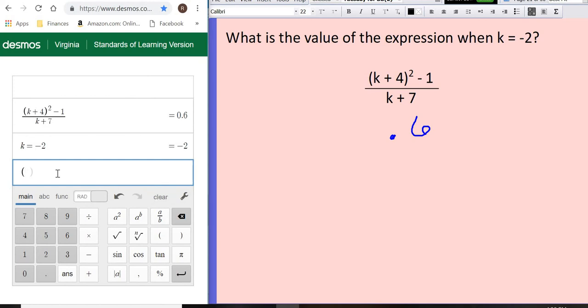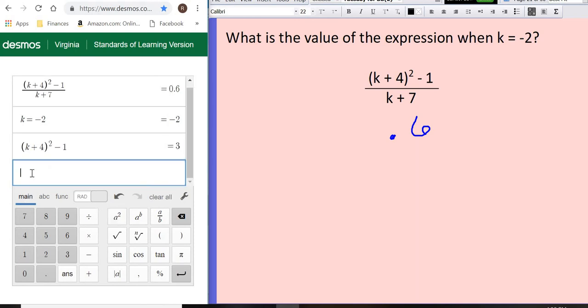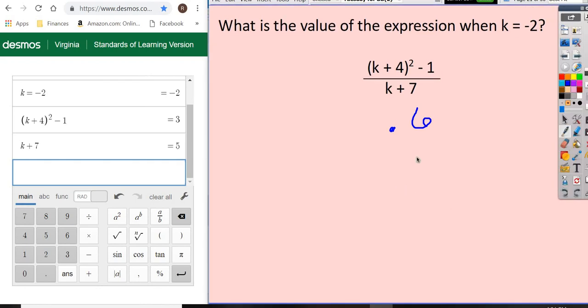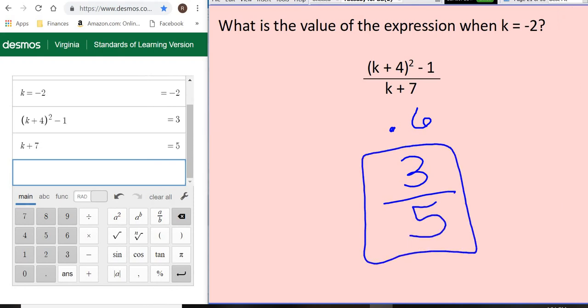If, for example, they wanted our answer as a fraction, let me show you how to do that. I would have done k plus 4, close parentheses, squared minus 1 on one line. Then I would have done k plus 7 on another line. So that gives me a fraction of 3. Whoops, let me get back to a pen here. That means the fraction would have been 3 over 5, and that's already simplified, so I don't have to.